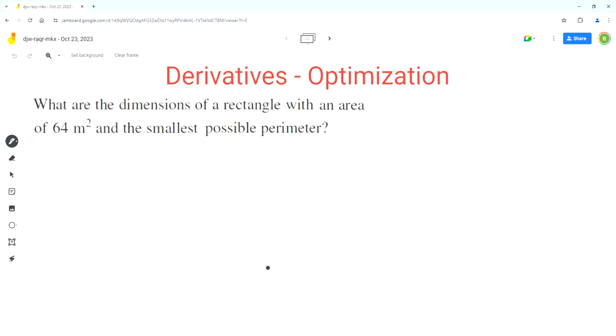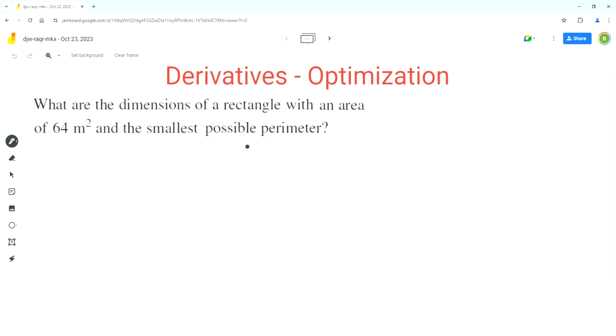So in this video, we'll solve this problem using the concepts of optimization. As per the problem, what are the dimensions of a rectangle with an area of 64 meters square and the smallest possible perimeter? So we have to find the length and width of a rectangle such that its area is 64 meters square and the perimeter of the rectangle is a minimum value.